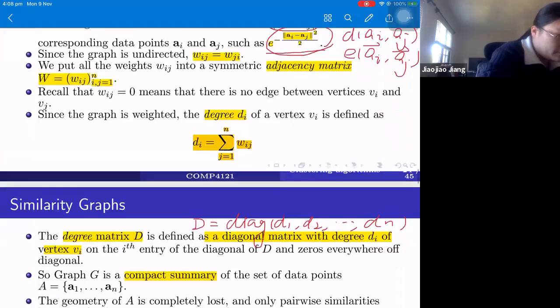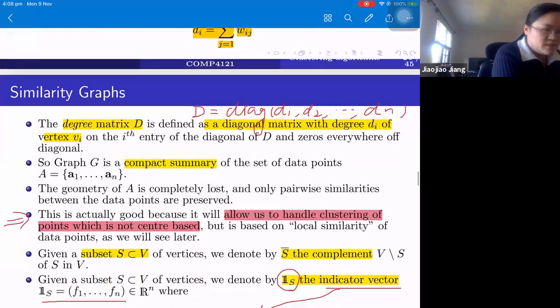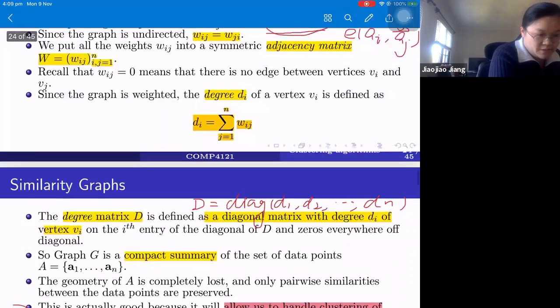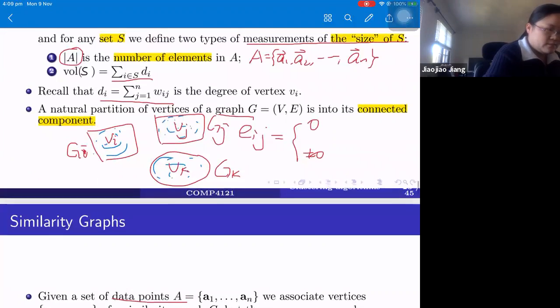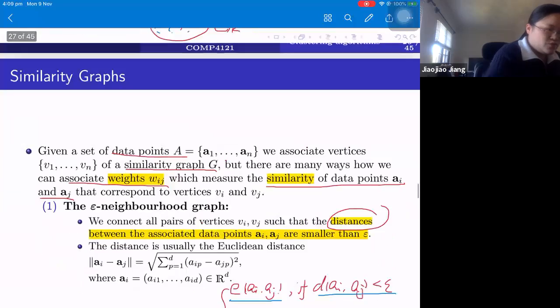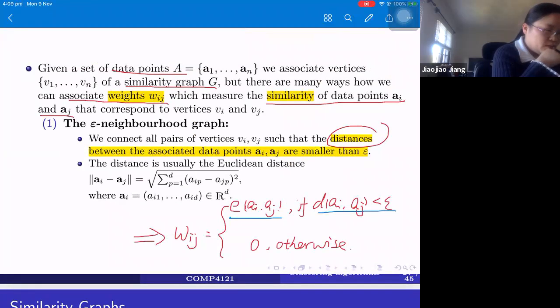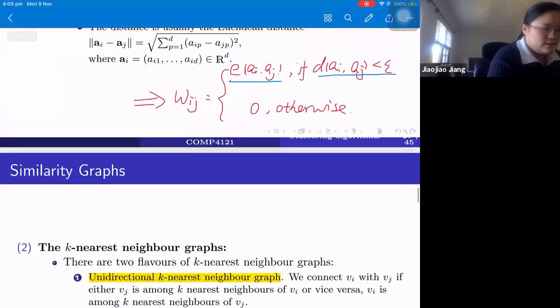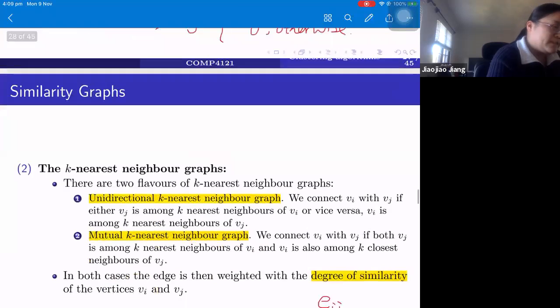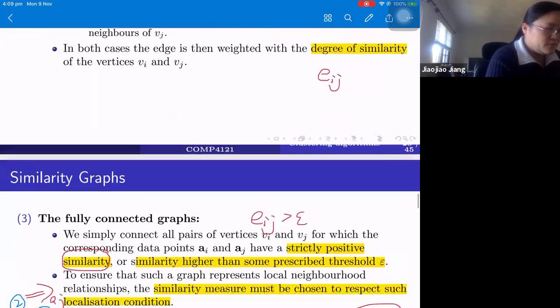So for similarity graph, we covered the definition of a degree matrix D. The degree for a vertex on graph G is the sum of the weights linking to the vertex Vi. And we introduced the definition of indicator vector. And we introduced three different ways to calculate the weights between two vertices on graph G. The first is called the epsilon neighborhood graph, which is based on the distance of two vertices. The second is k nearest neighbor graph, and the third is the fully connected graph.